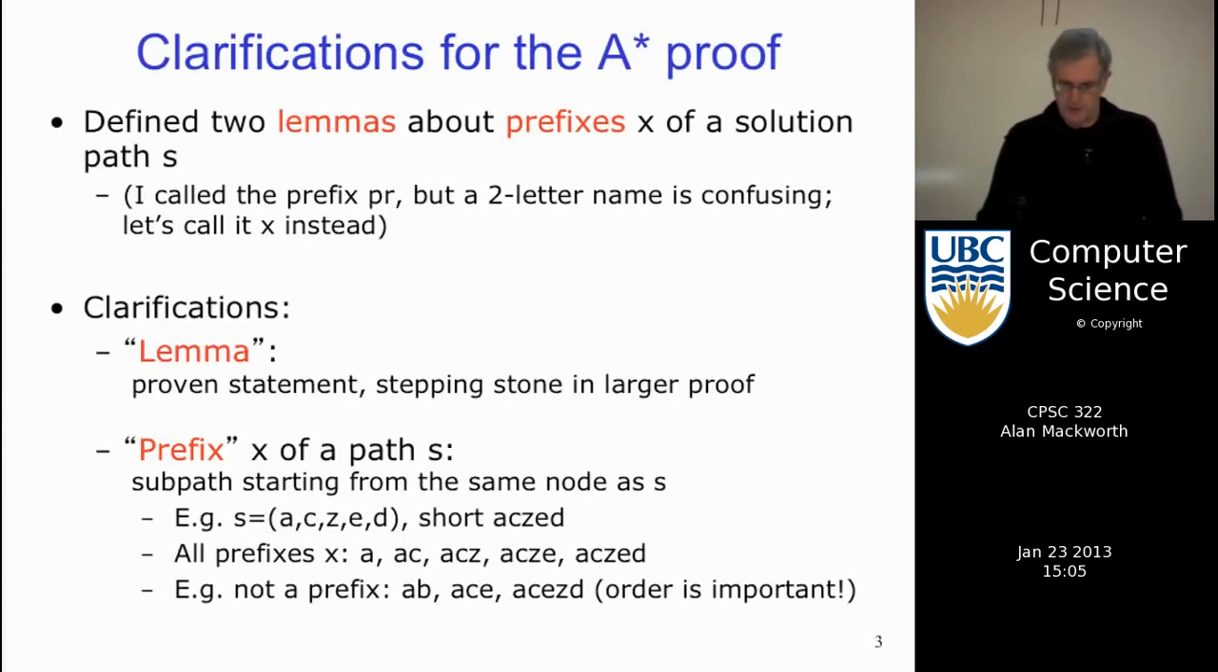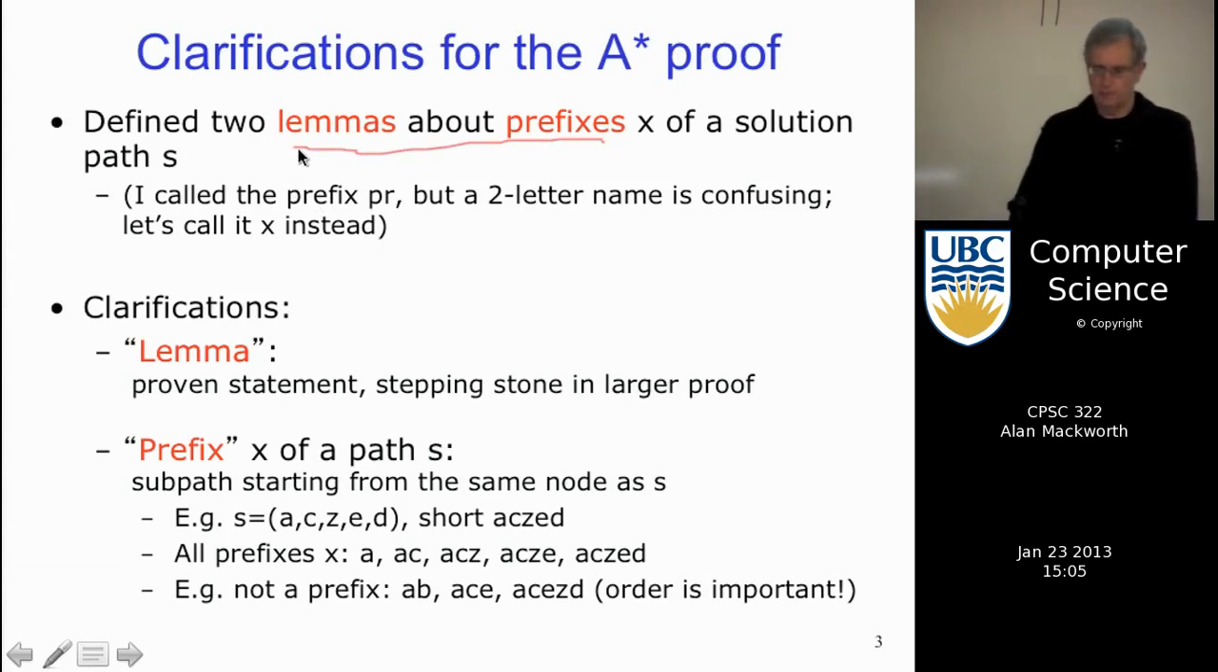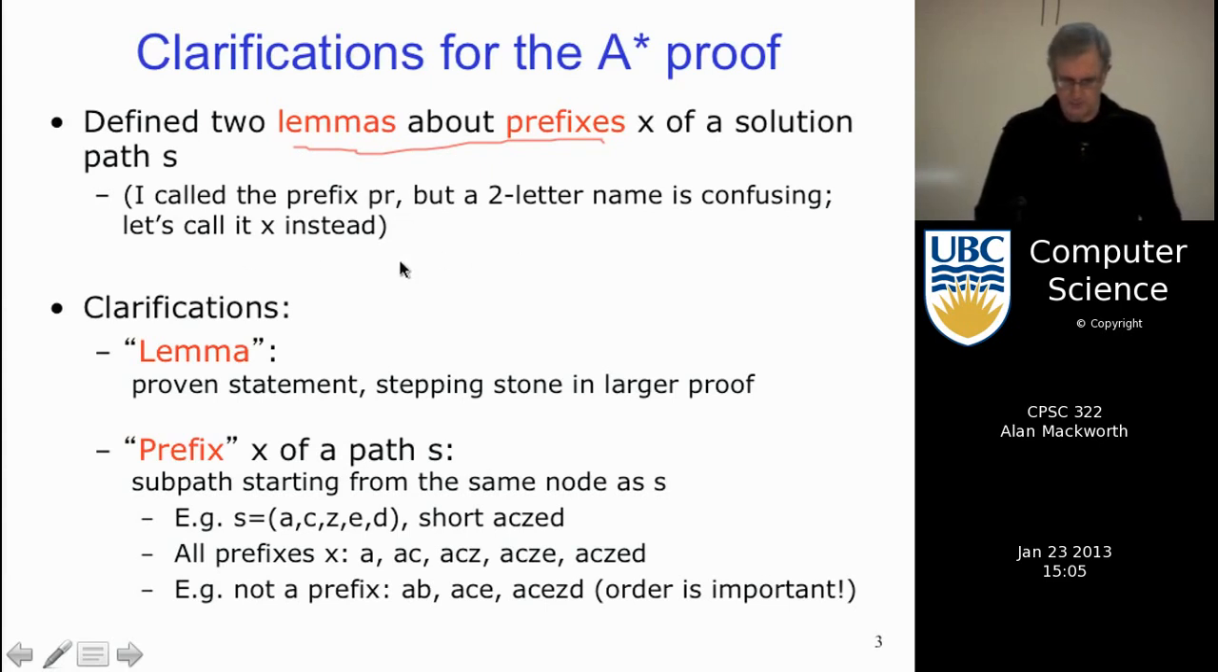So, just a little clarifications for the A star proof that we did. We defined two lemmas about prefixes of a solution path. I actually did call the prefix PR, which is not a good choice. Better for variables to have a single letter, so we'll call it X here.